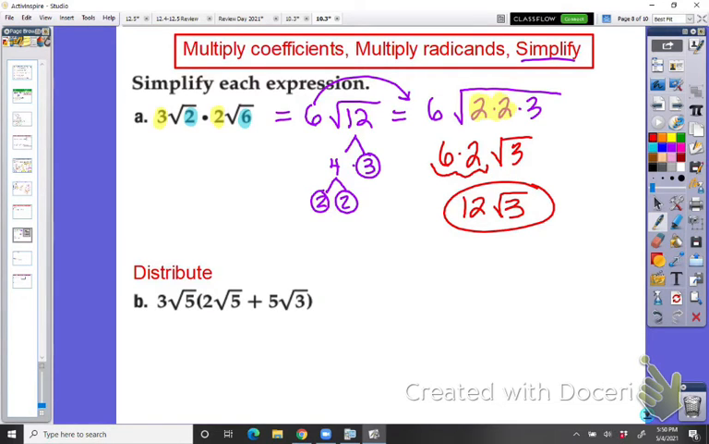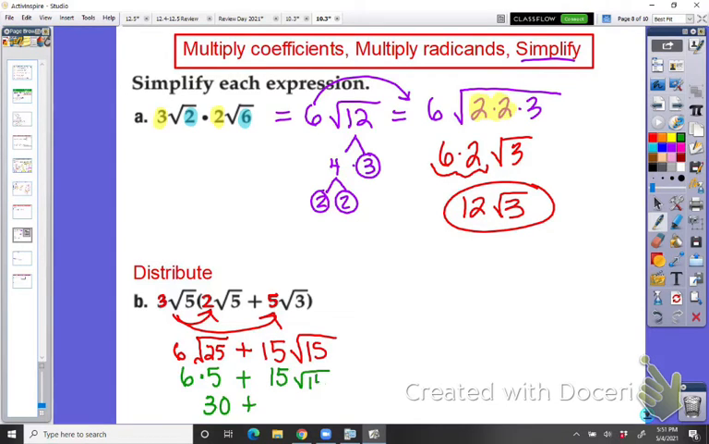Distributive property, you're going to do the same thing, just twice. So again, outsides, insides. So the 3 times the 2 gives you 6. The numbers underneath, 5 times 5 gives you 25 underneath. Plus, the 3 times the 5, the front numbers, the coefficients make 15. The numbers underneath are 5 and 3, which is another 15. We should know that the square root of 25 is a perfect square root, which changes into a positive 5. So 6 times 5 is going to be 30.